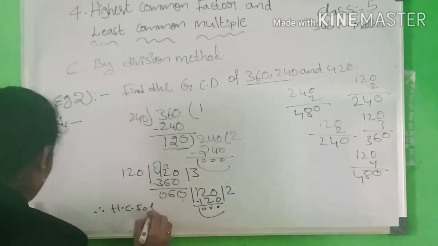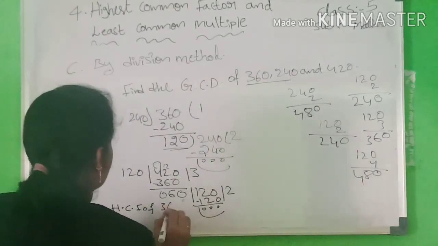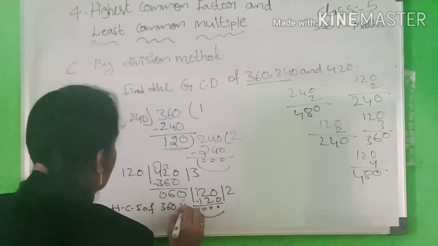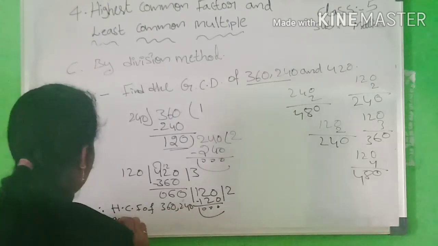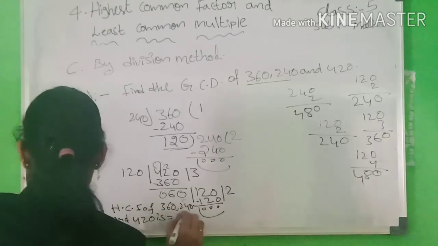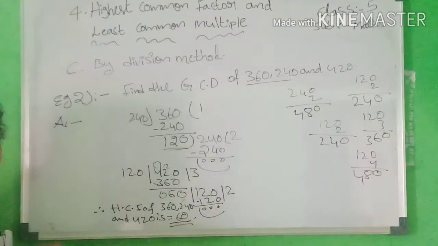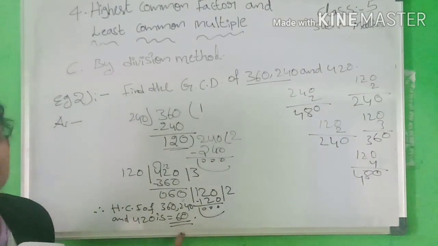Therefore, the HCF of 360, 240 and 420 is 60. Okay, children. Note this one.